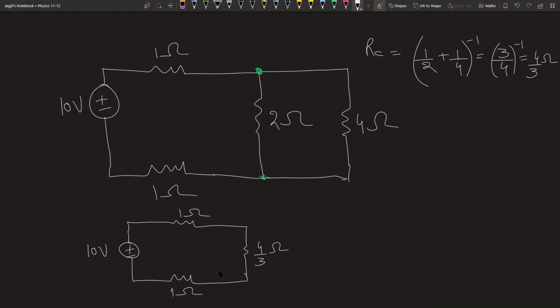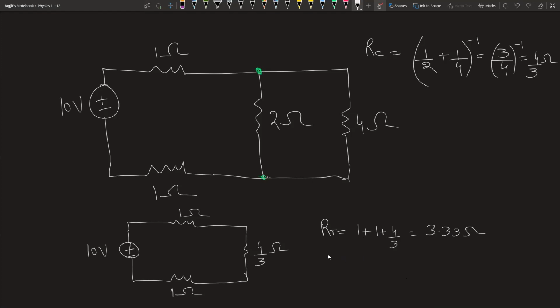Now, when I look at the simplified picture, I realize that all of these are in series, right? Current goes in, and the same current flows through all of them. So now we can find the total resistance. That will be 1 plus 1 plus 4/3, which gives you 3.33 ohms.